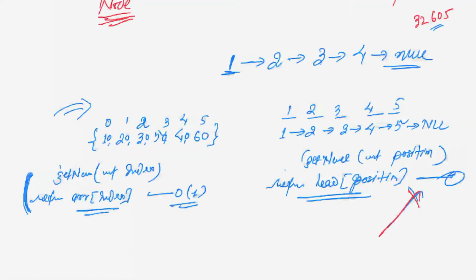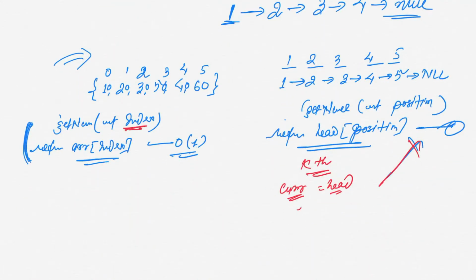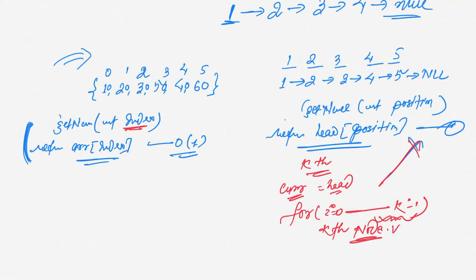And it's not only about the middle element or the beginning or last element. Any index element you can access in the array with constant operations. But here, if I'm asking for the kth element, you need to create one current variable which refers to the head, write a for loop, and traverse from 0 to k minus 1 to get the kth node. This kth node will have the value and you can return it.